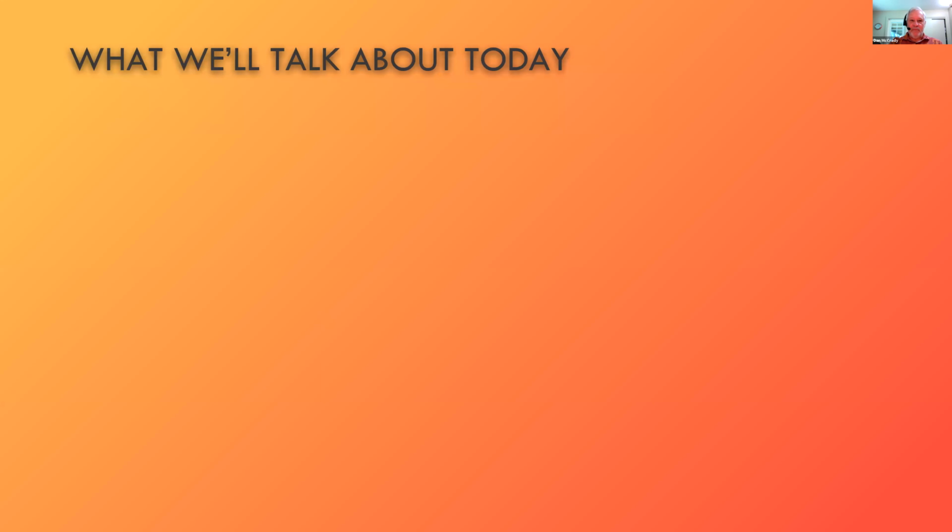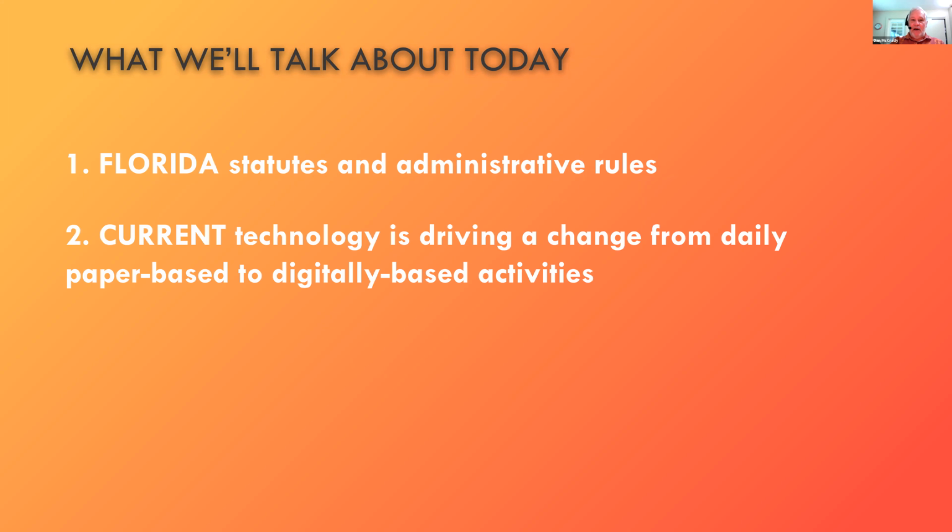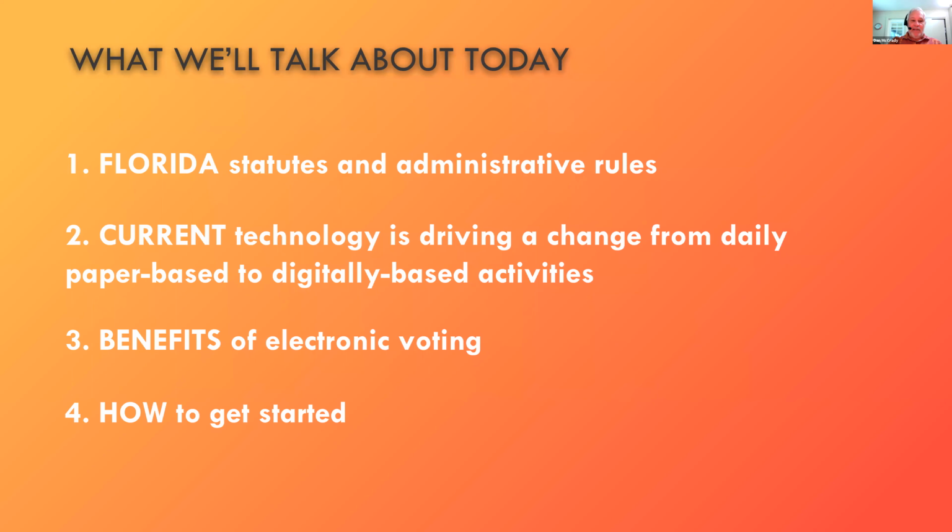So we will begin. First of all, let's talk about what we're going to talk about today. We're going to cover just some of the statutes regarding electronic voting and the DBPR administrative rules. We're going to talk about how technology is really affecting us on a daily basis, and it's really replacing or changing our paper-based concepts. And we're going to talk about the benefits of electronic voting and how to get started.